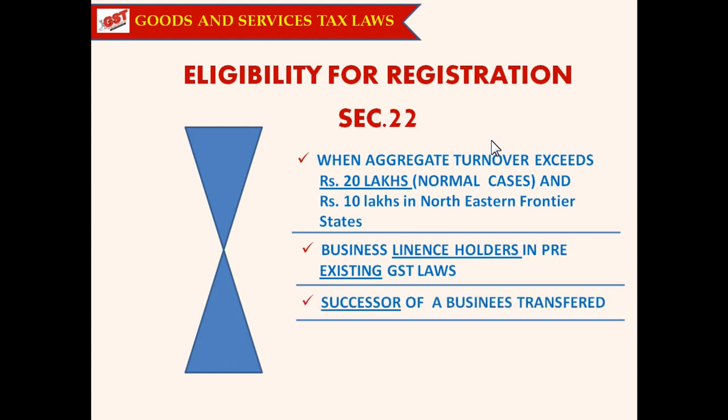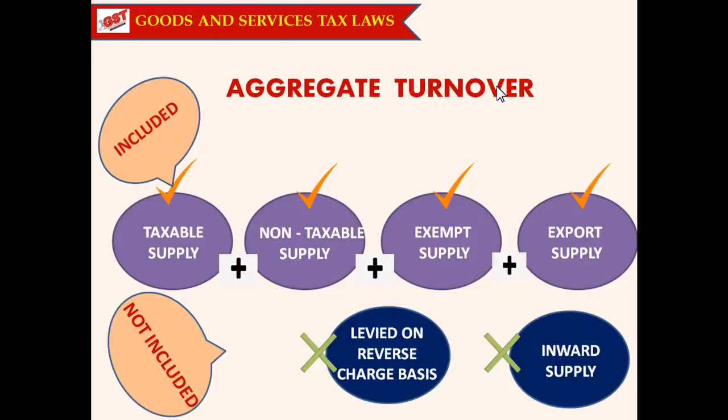Then successor of business transferred. When a business is transferred from one person to another person, the successor should register under this section. After amalgamation or merger, the new entity after amalgamation should register under section 22. These are the provisions given for the eligibility for registration. Under section 22, they just mentioned the aggregate turnover of 20 lakhs for determining the eligibility for registration and how to calculate the aggregate turnover.